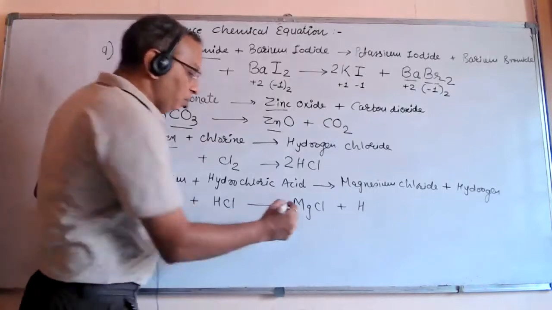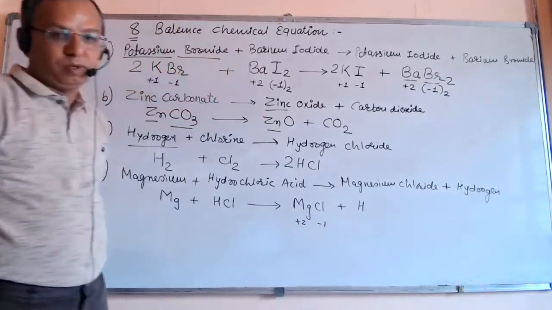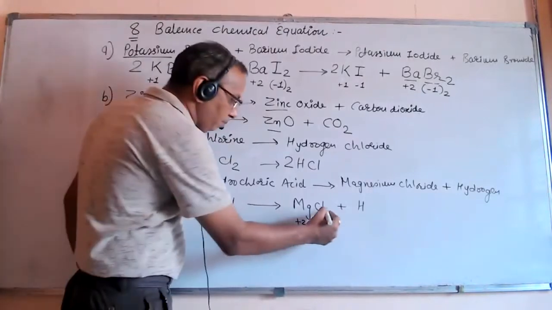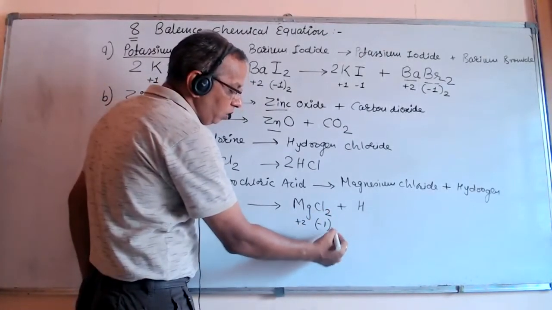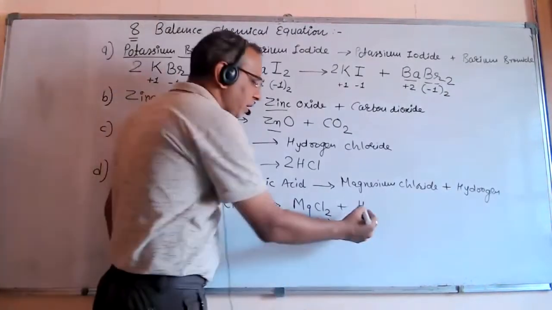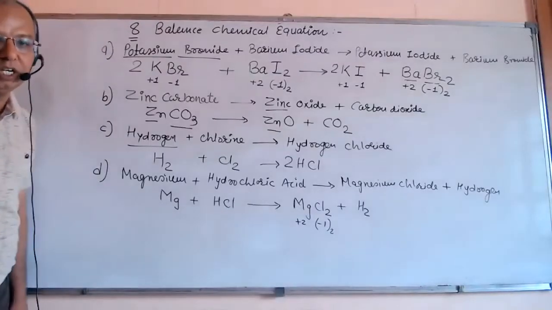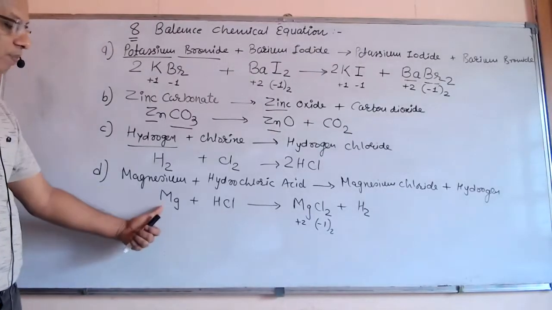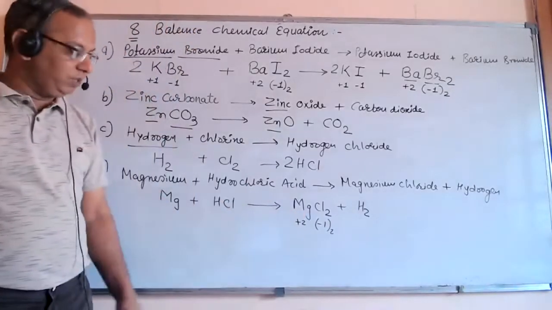Here, magnesium's valency is plus 2, chlorine's valency is minus 1. So very obvious, it's MgCl2 because this is to be multiplied by 2, friends. And hydrogen is, friends, diatomic. So H2 is to be written here. Now you can see one magnesium on left side, one on right side, balanced.